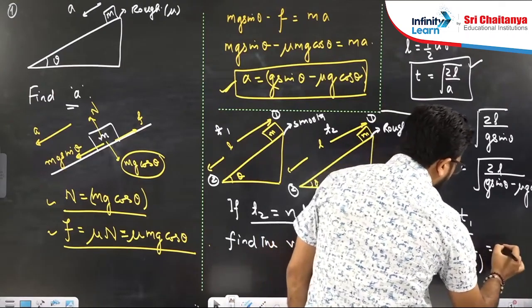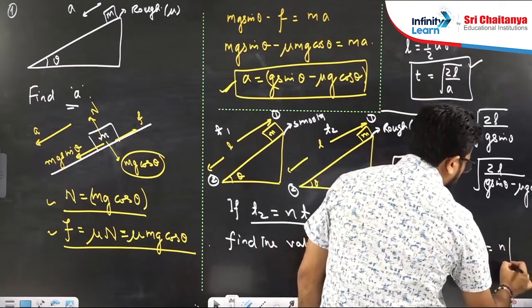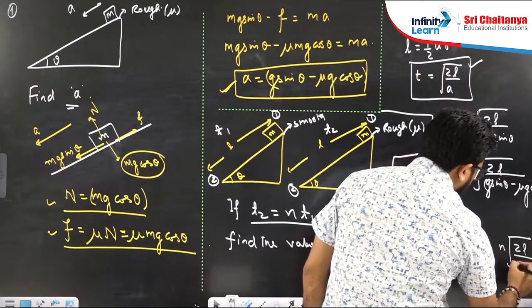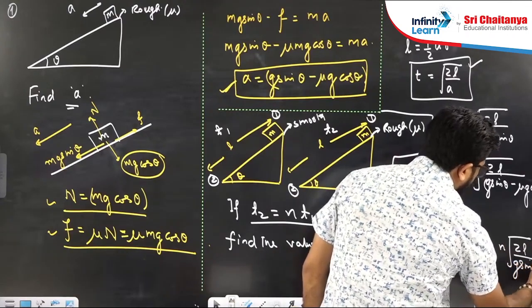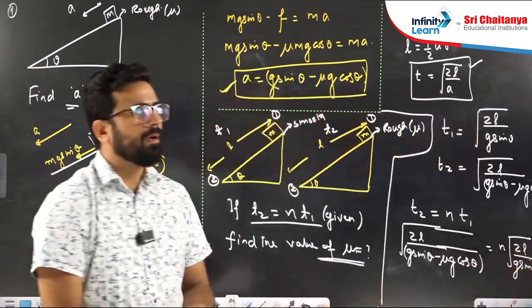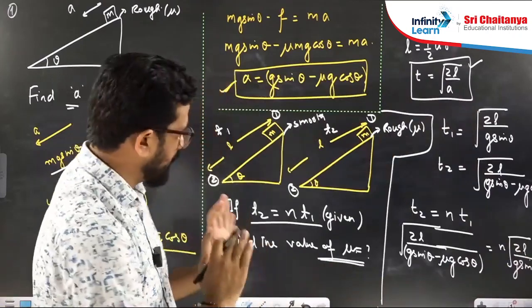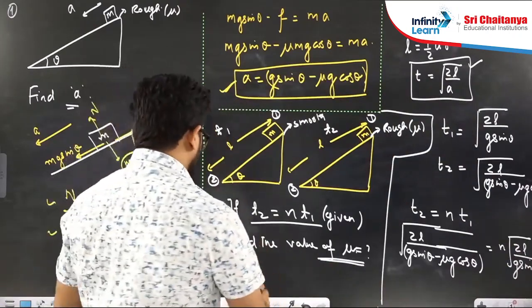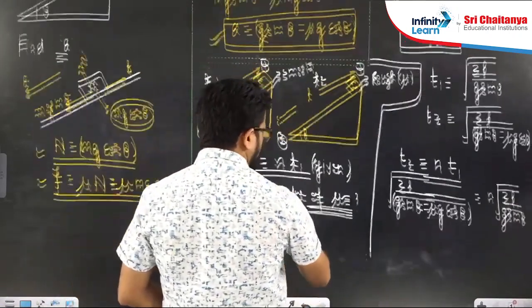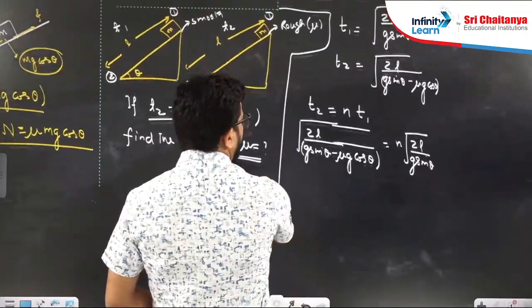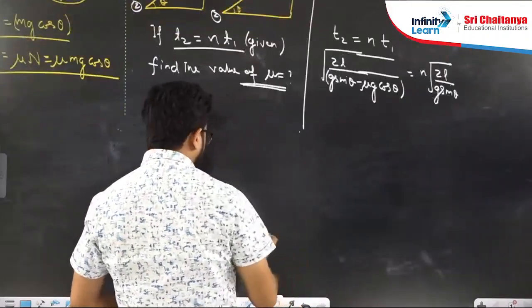We can put that equal to n times the square root of 2L over g sin theta. We have to find this. Up to here, just tell me you got it. Now I am taking a little more calculation, so you will understand the basic calculation from it. Okay, now I am putting it.